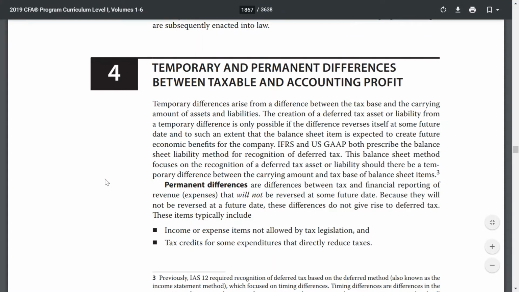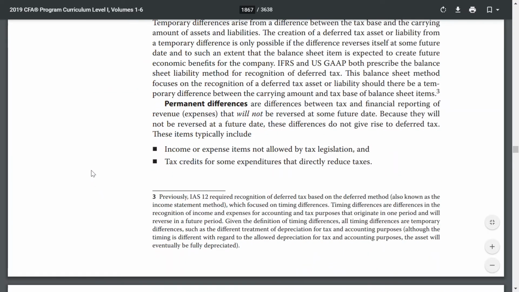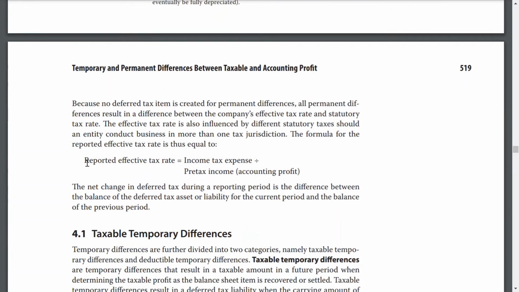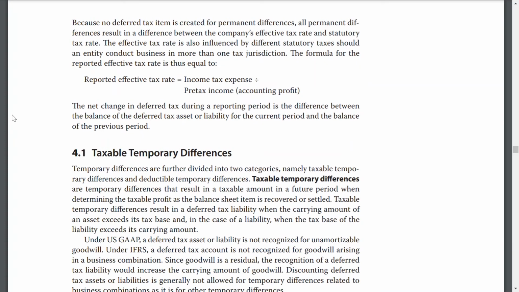These items typically include income or expense items not allowed by tax legislation and tax credits for some expenditure that directly reduces taxes. Because no deferred tax item is created for permanent differences, all permanent differences result in a difference between a company's effective tax rate and statutory tax rate. The effective tax rate is also influenced by different statutory taxes should the entity conduct business in more than one tax jurisdiction.